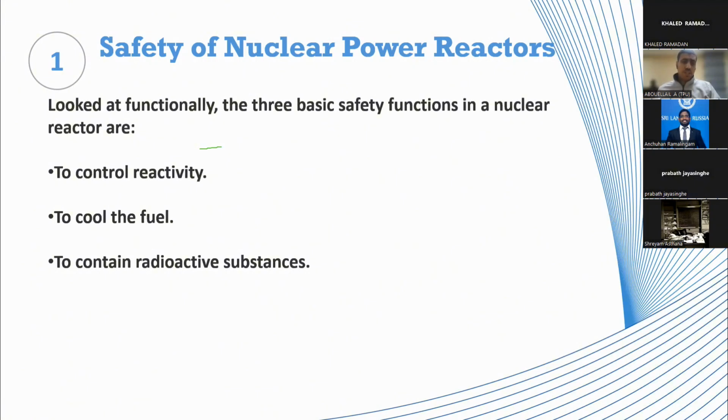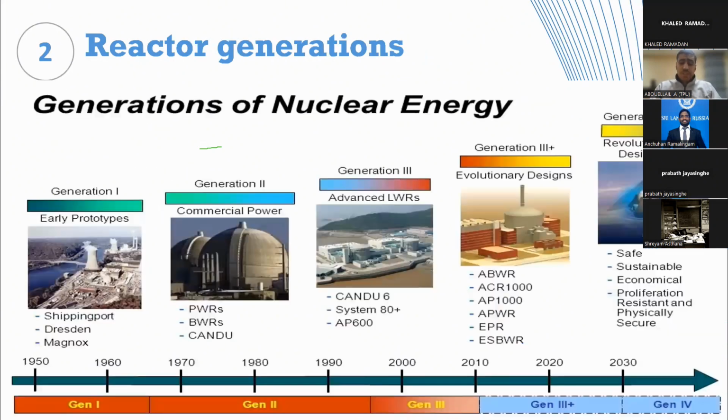Functionally, the three basic safety functions in the nuclear reactor are to control the reactivity, which is the measure of the criticality of the reactor, to cool the fuel down, and to contain radioactive substances during the operation or any other undesired situation, such as an accident.